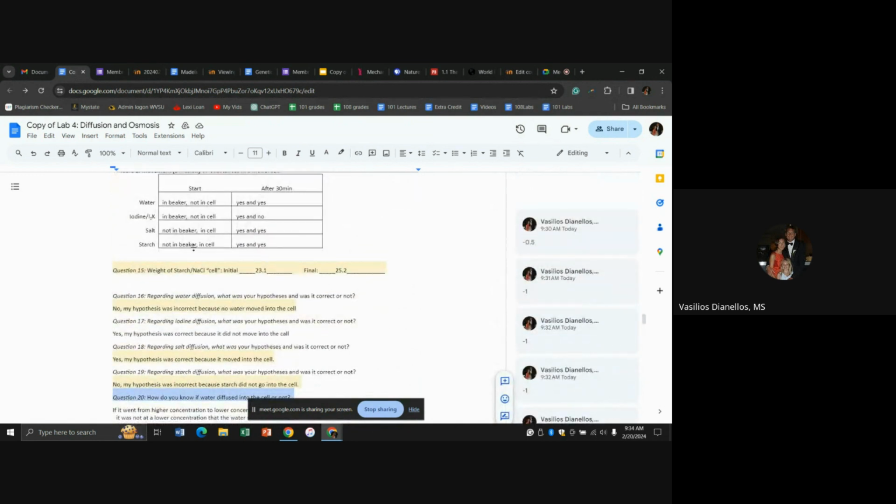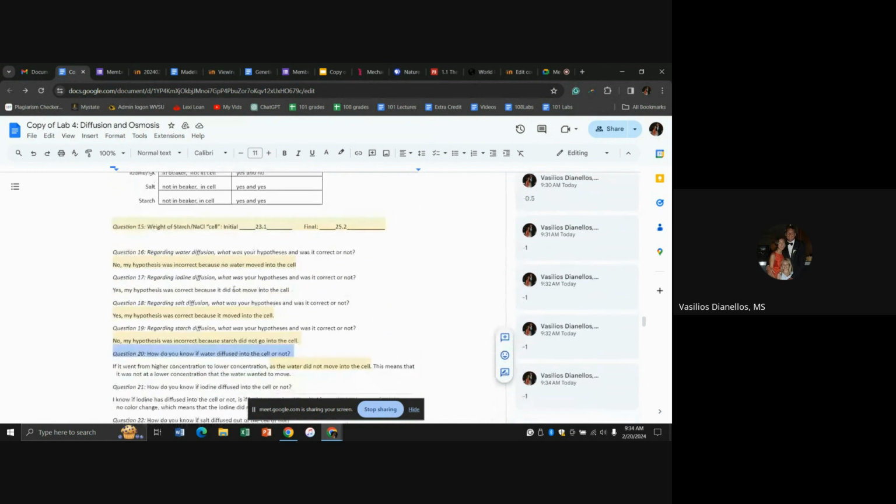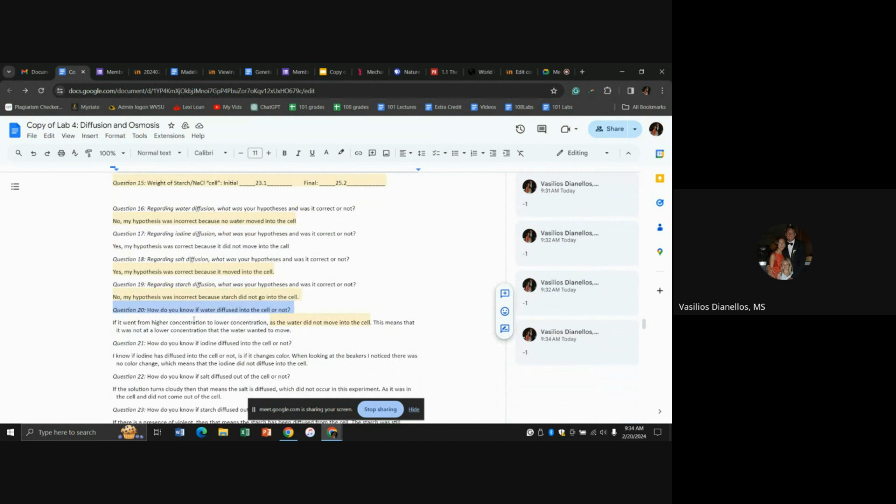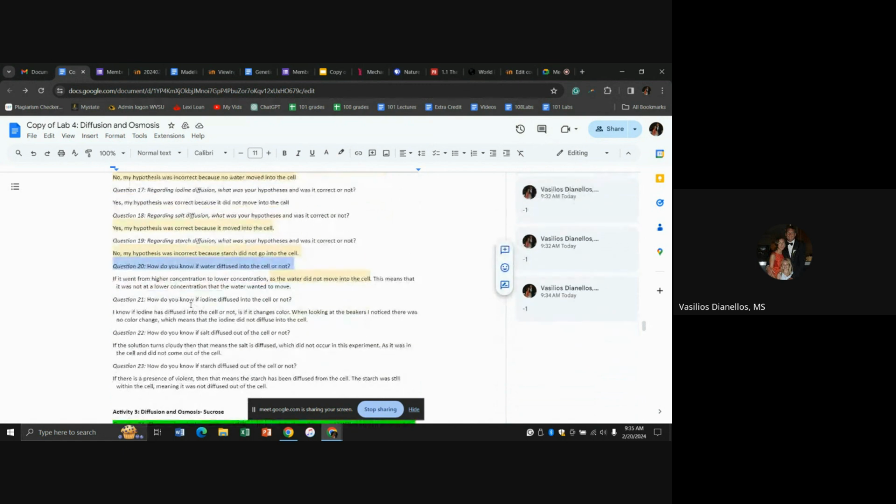The only way to tell if it moved into the cell is if it gained weight, right? If the cell gained weight, it had to have been from the water. Yes, technically a little bit of those iodine drops could have diffused in, but that's not going to account for that much weight gain, especially considering that salt and starch left, right? So it lost weight in salt and starch, but then it still gained weight. Well, I don't want to give you the correct answer because I'll give you the chance to fix it, but keep that in mind.